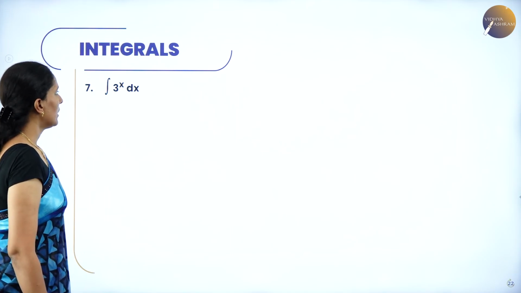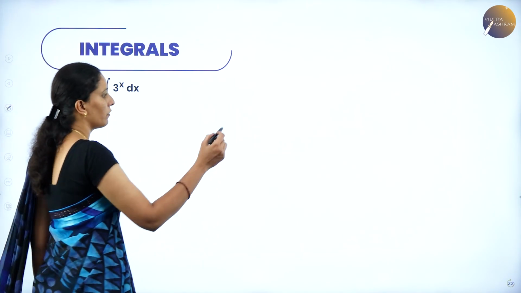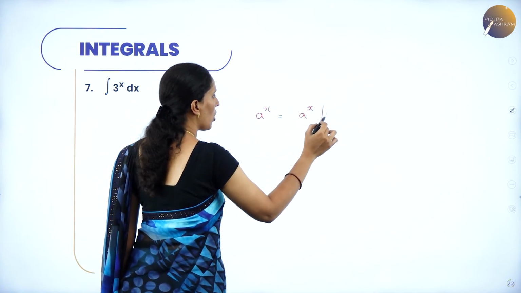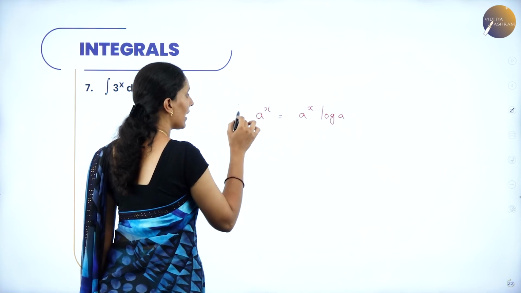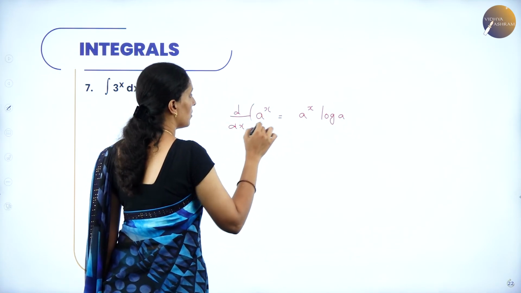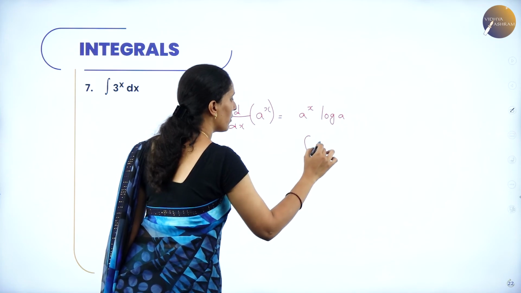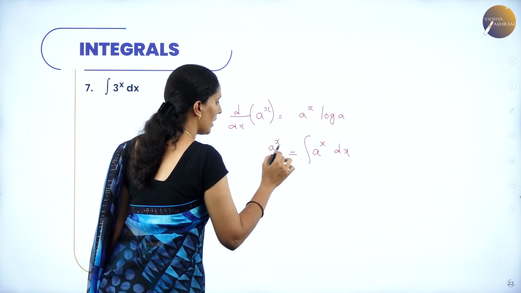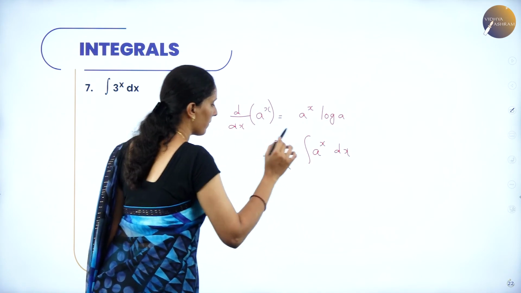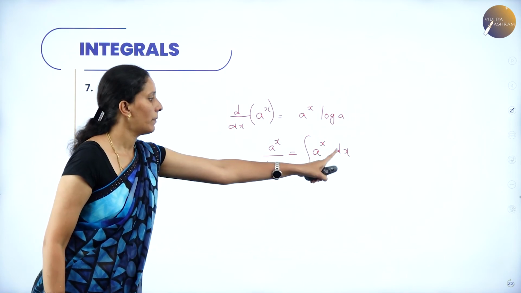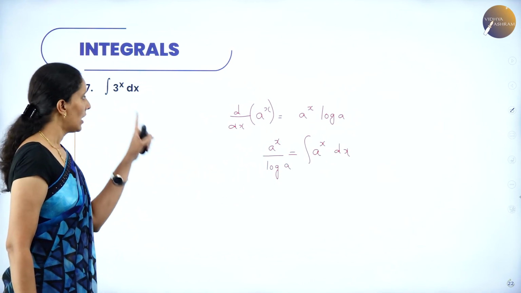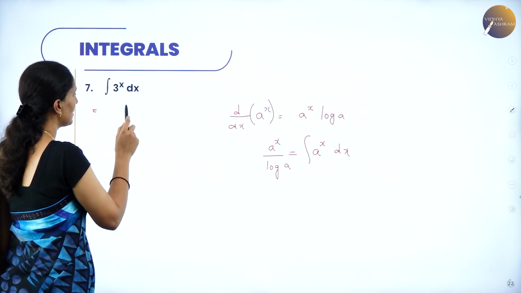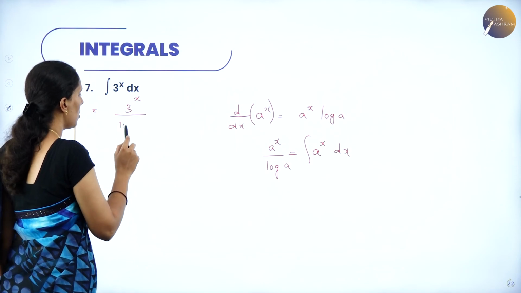Next, 3 power x dx. We know that the derivative of a power x is a power x log a. So, this is the derivative. Now, apply the integral on this side for a power x. If you apply integral of a power x dx, then this side it becomes a power x divided by log a. So, integration of a power x dx is a power x by log a. And hence here in the place of a we have 3. So, therefore, the answer is 3 power x divided by log 3.